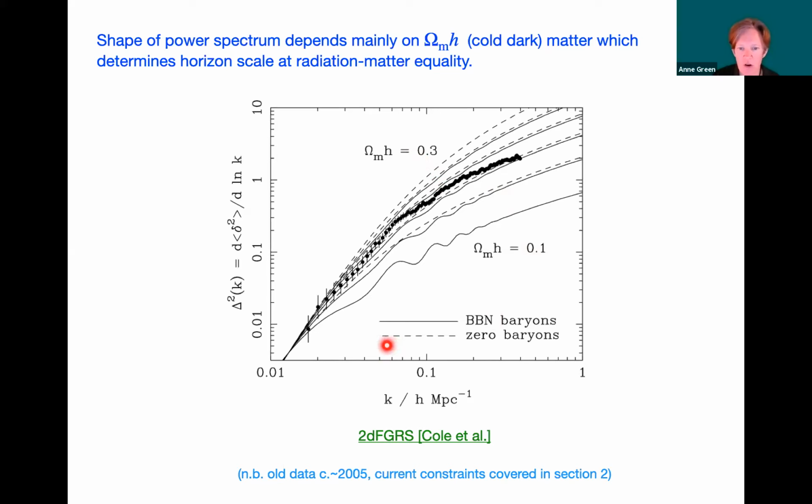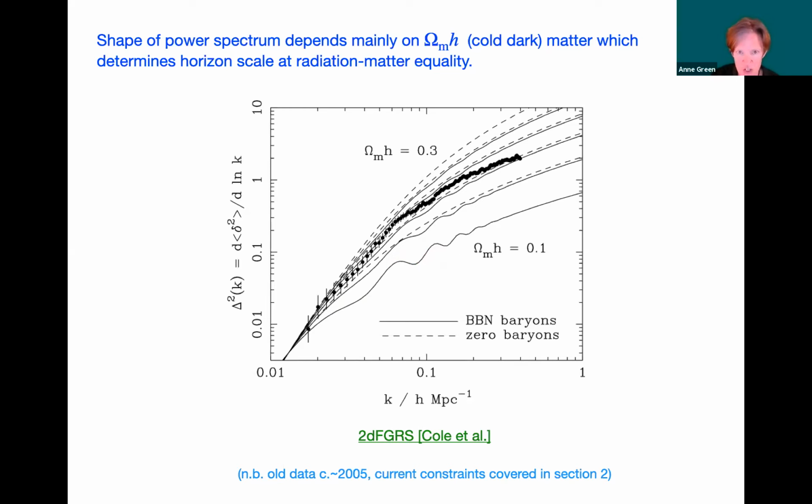And then in each case, we've got a dashed line with no baryons and a solid line for the amount of baryons that we are pretty sure there are in the universe from the results of Big Bang nucleosynthesis. And so what you see, if you compare a pair of dashed lines without baryons with the corresponding solid line with baryons, is you've got an overall effect on the amplitude, and you've also got these oscillations.